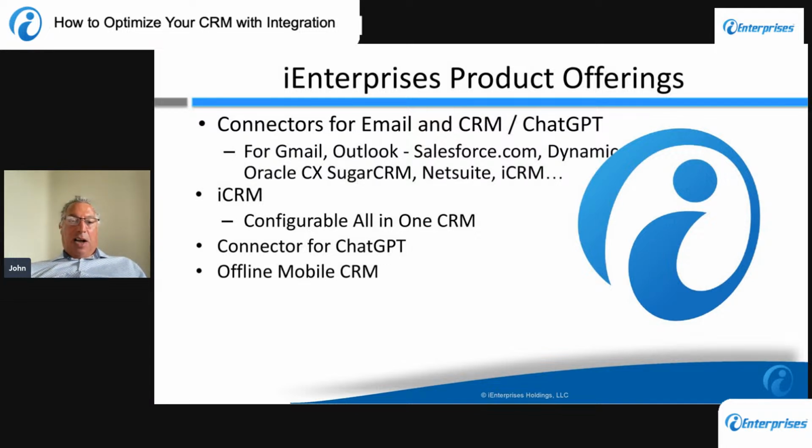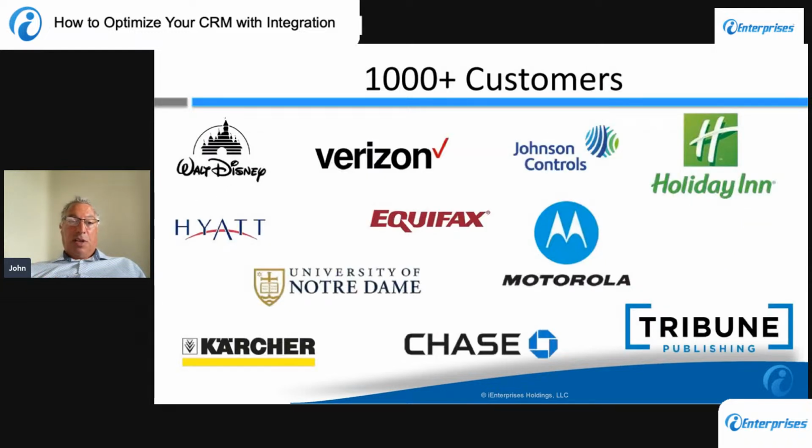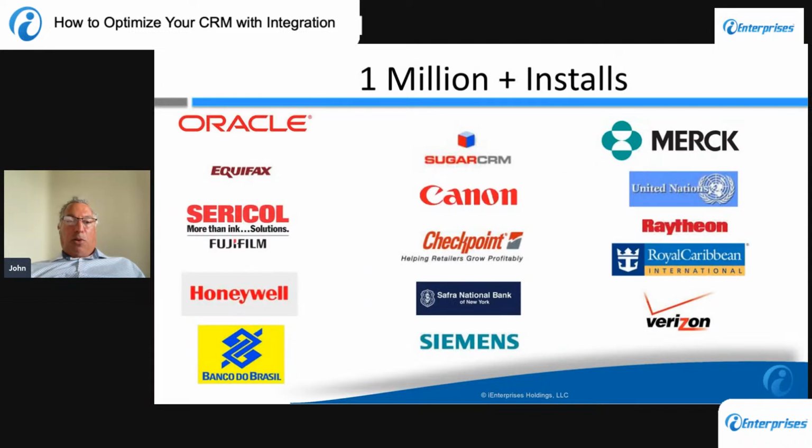That's not our game. We also make a connector for ChatGPT that integrates your email with ChatGPT. That happens to be built into these other connectors, and we also make an offline mobile CRM. We have actually 1,200 customers plus. We've grown since this slide was made. These are obviously some big names, but these products are for both small and large companies. If you're a smaller company, even one user, you can sign up online and pay by credit card.